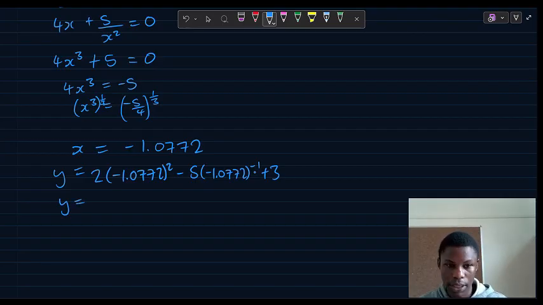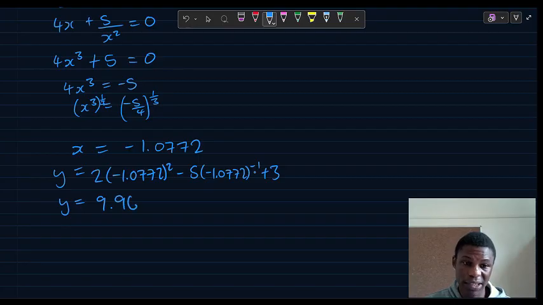this is 2 times negative 1.0772, and this is squared, minus 5 times negative 1.0772, and this is to the minus 1, plus 3, and that gives us 9 point, this one I can give to 3 significant figures because that's going to form part of my final answer.